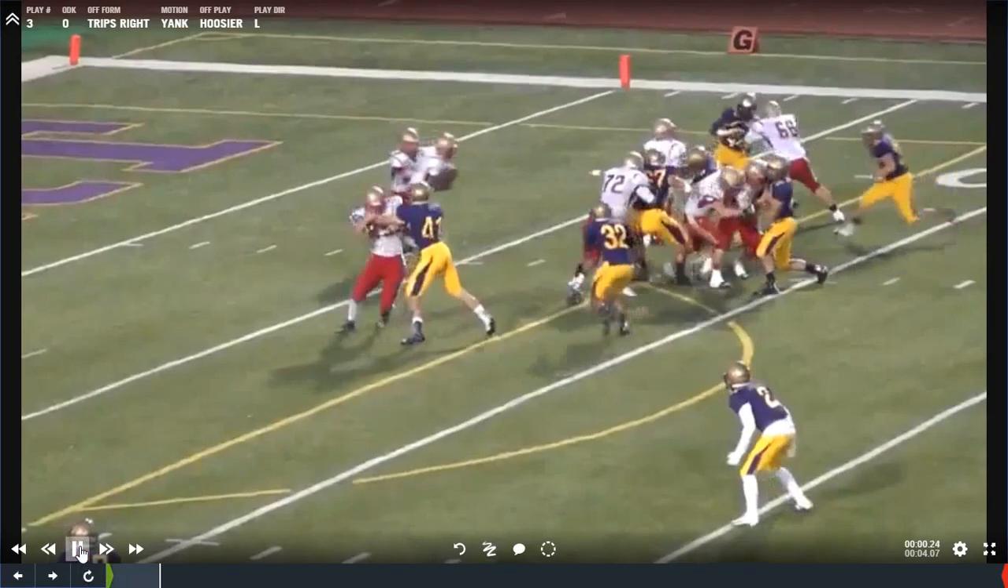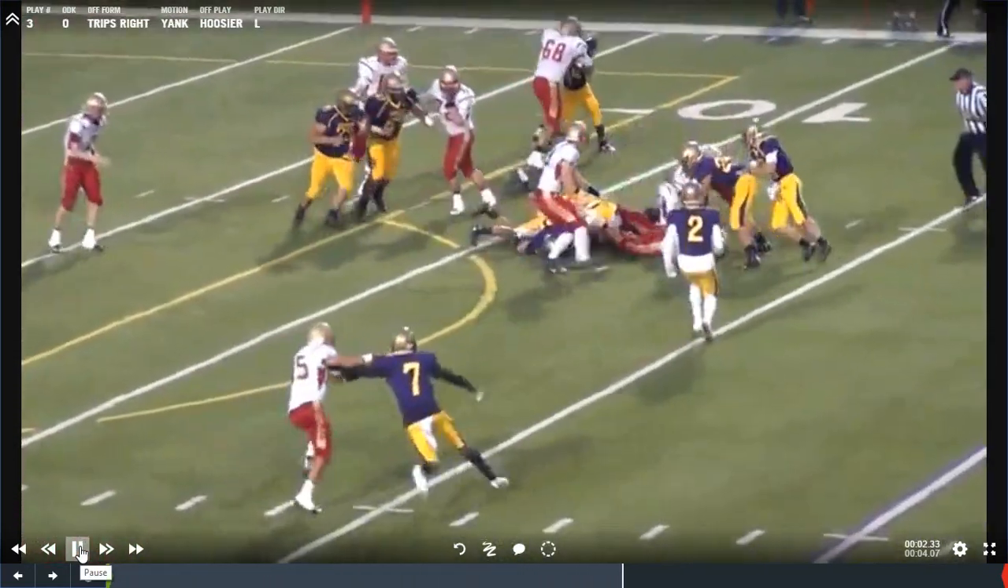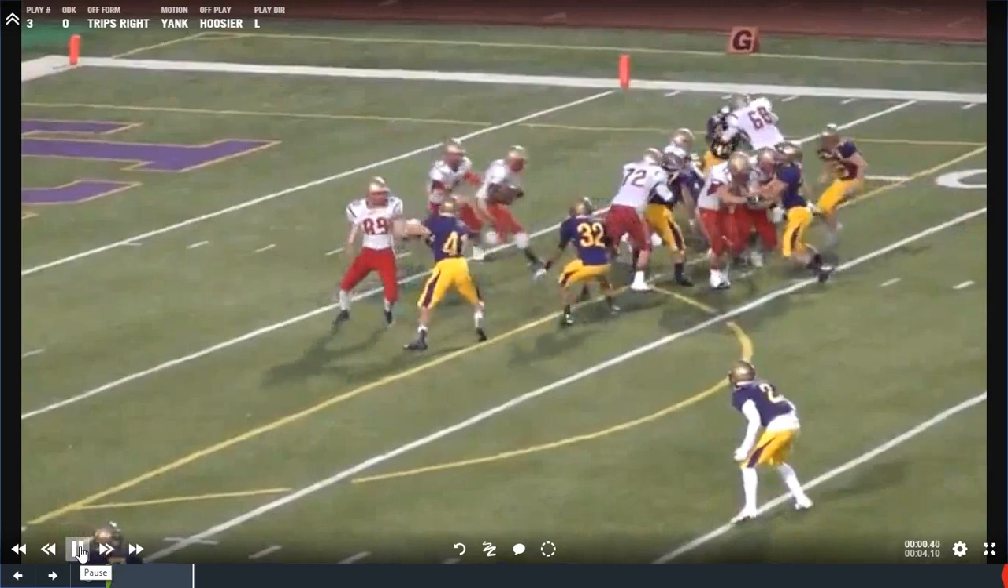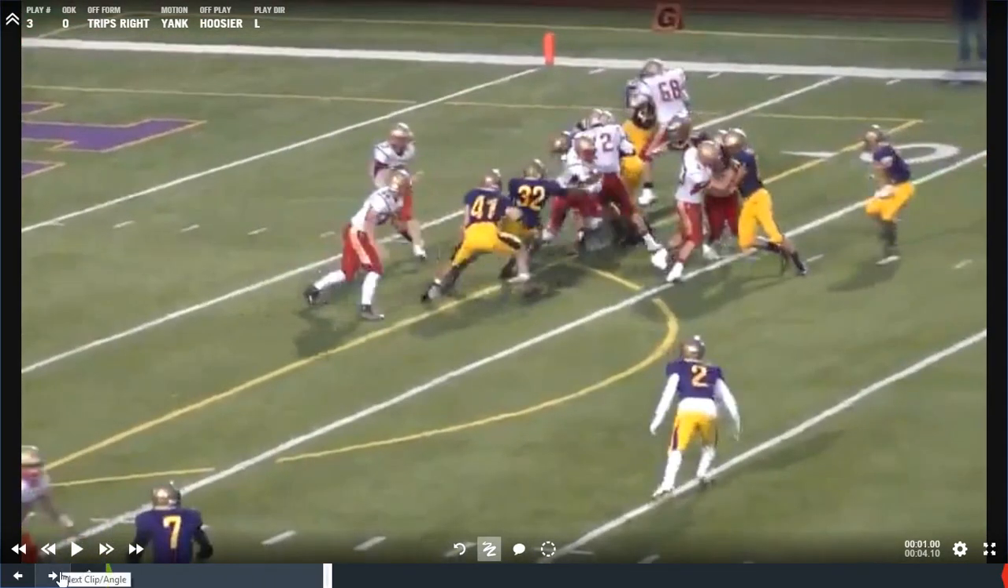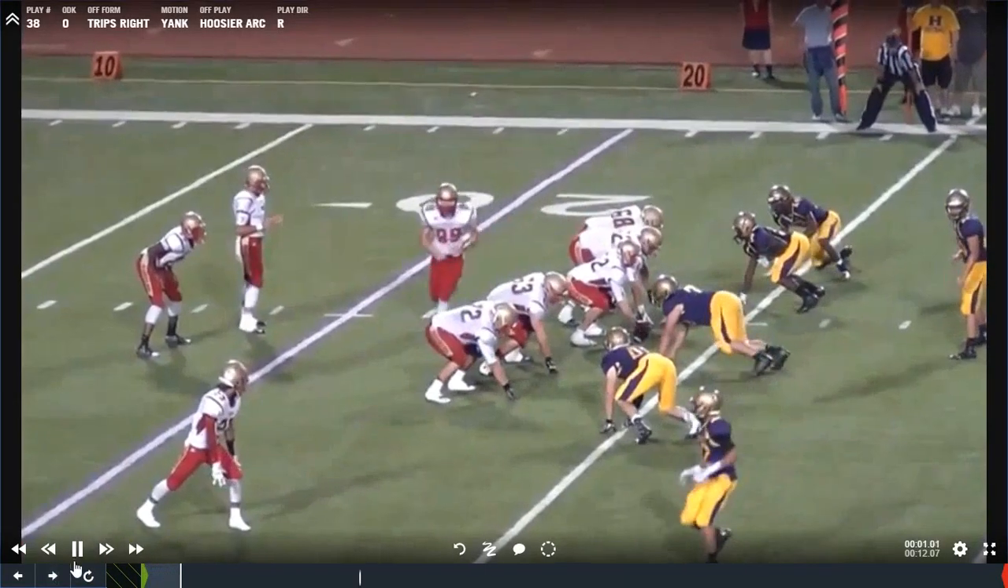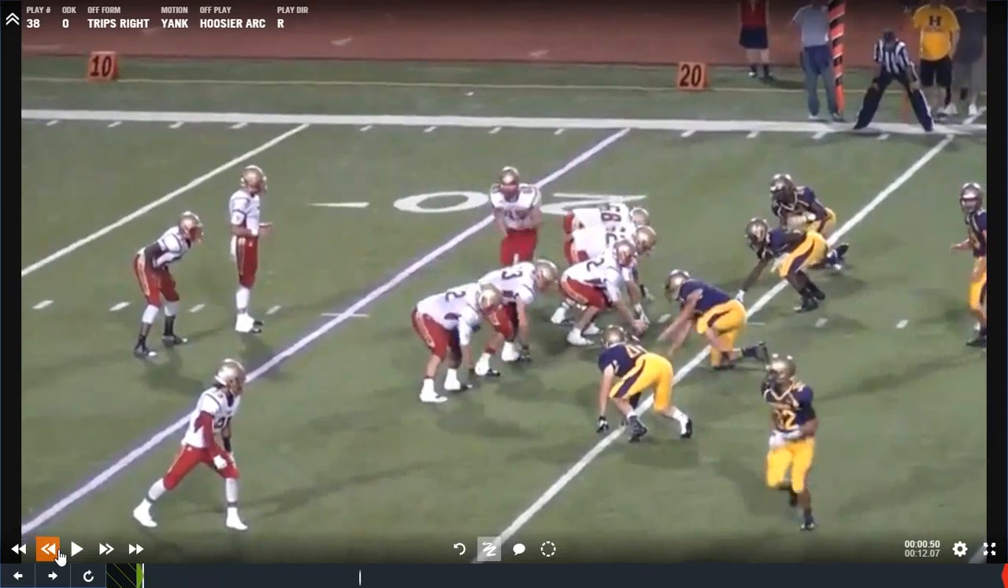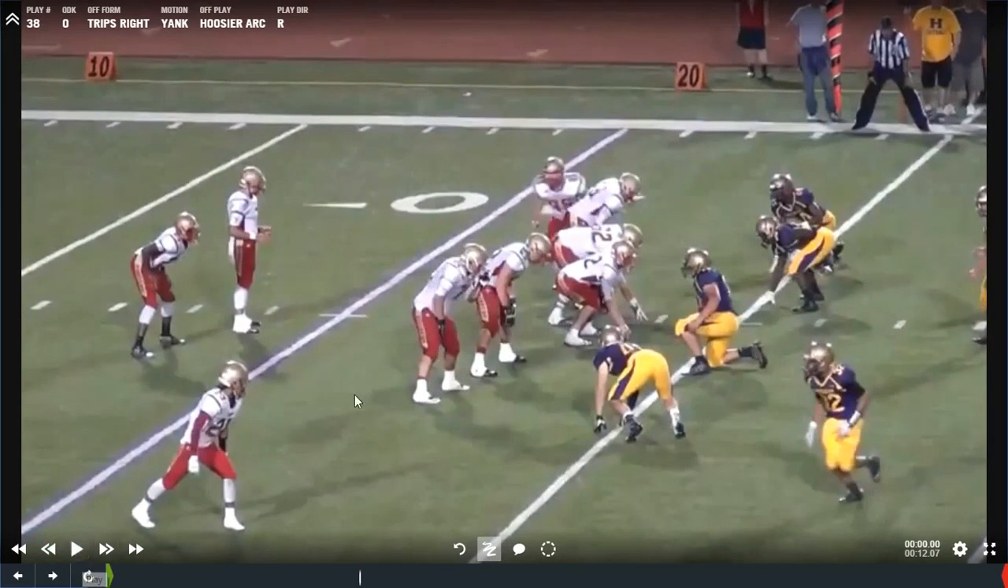And let's see if we get this. Trips right, yank, Hoosier. Kind of a bad clip here, sorry, we'll just scan right over that. All right, so here we are. We're in ponies personnel. So we are going to yank ponies personnel. This is trips right to us. That means we have 3 wide receivers, tight end to the opposite side.